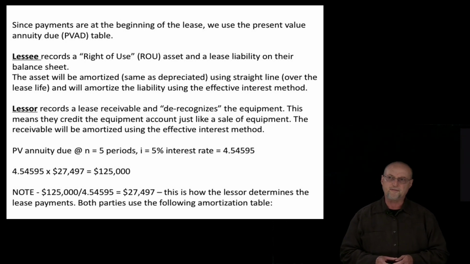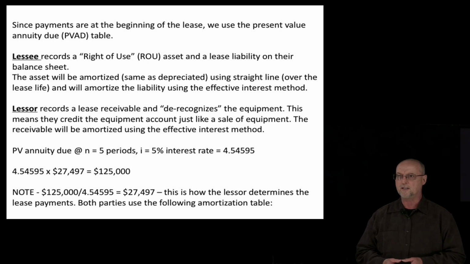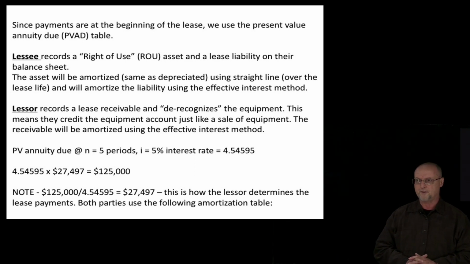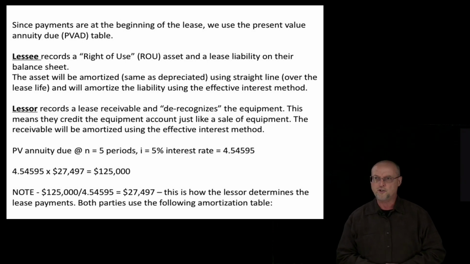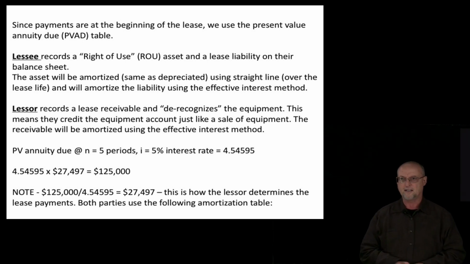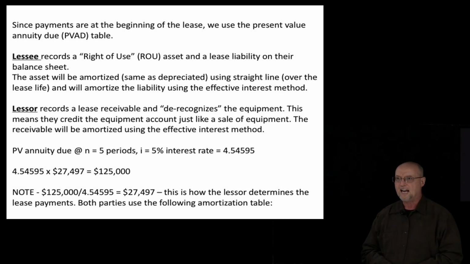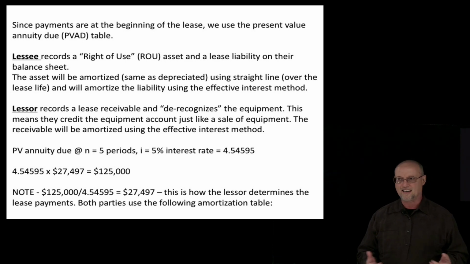So if we go to the present value annuity due table, which I do not have in this presentation, but you can easily look it up online or in your textbook. Again, make sure it's the annuity due table, not the ordinary annuity table. We will go N for the number of periods, that's 5 periods, in this case 5 years, and the interest rate is 5%, and we would see that the annuity due factor, present value annuity due factor, not future value, would be 4.54595. We multiply that times the annual lease payment, and that equals $125,000, which happens to be the fair value of the asset, and that's not a coincidence.